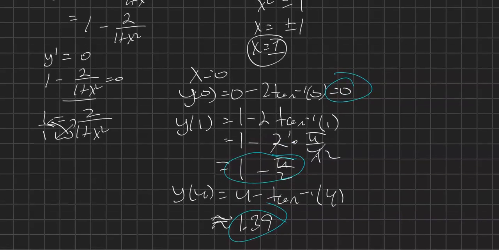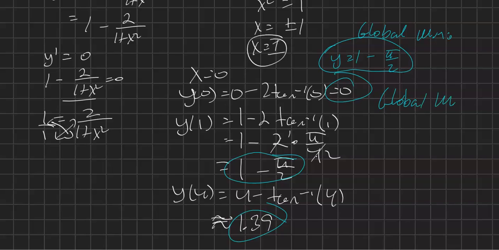So going by this, you can very likely tell that the global min value would be the 1 minus pi over 2, definitely, right? That's a value of y, remember, right here, okay? And then the global max value, that would be the highest y coordinate that you can find. So as you can see, that's just 1.39, right? So y is equal to 1.39.